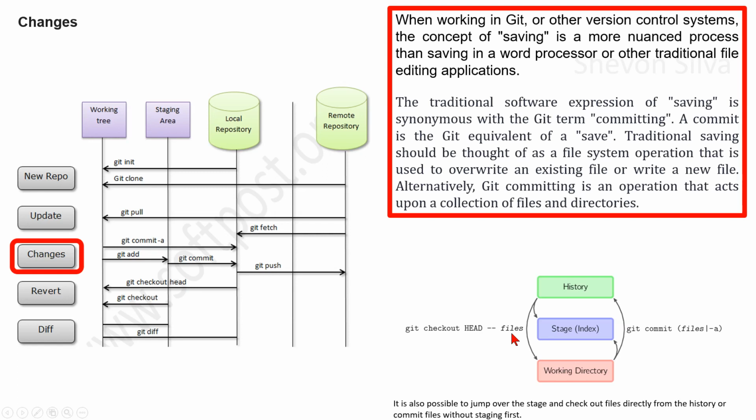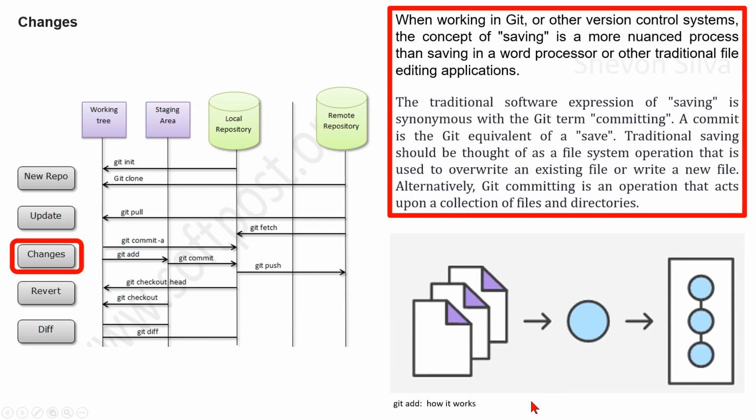Here you can see working directory, stage or index, and history. Here you can see git commit files go to stage and history, and here you can see git checkout head -- files is passed from history to stage and working directory. Here you can see git add and how it works.